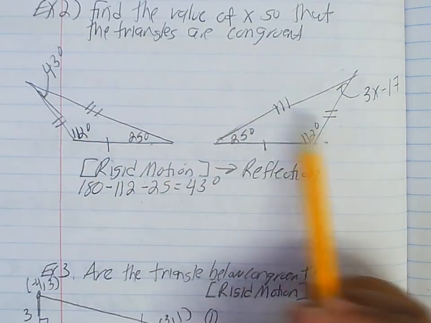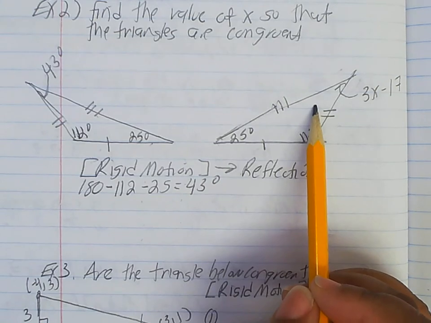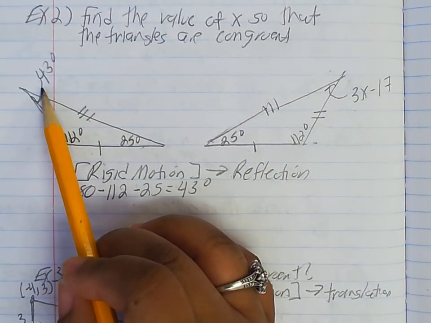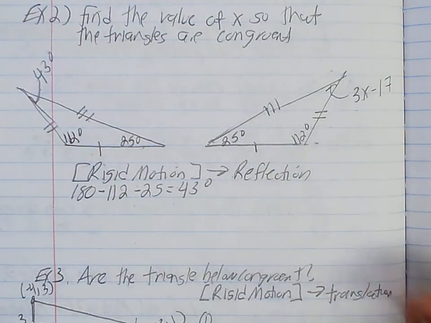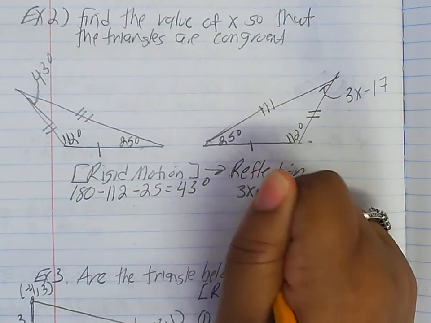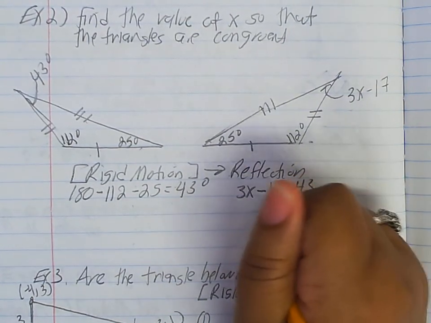Well, we already know that these triangles are congruent, so if they're congruent, all I need to do is take this expression equals 43, and then I can solve for x. I think I got enough room right here, guys. So we can do 3x minus 17 equals 43, plus 17 to both sides.